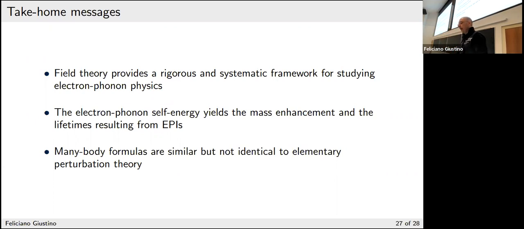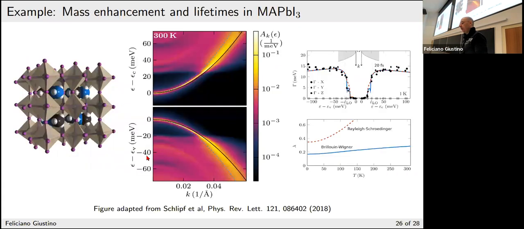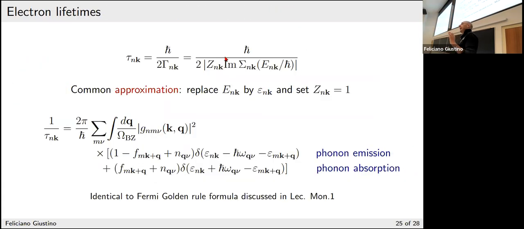And one thing that I didn't describe, maybe I can just give you a quick slide here. When you calculate the lifetime using many-body methods, you find some expression that is slightly different from the Fermi golden rule I discussed yesterday. Okay, so to get the Fermi golden rule, you need to make a few approximations to many-body expressions. In particular, you need to replace the quasi-particle eigenvalue by the Kohn-Sham eigenvalue, and you need to assume that your quasi-particle has full quasi-particle weight, so you don't have any loss of quasi-particle weight. If you do that, you recover exactly the Fermi golden rule you get in density functional theory.